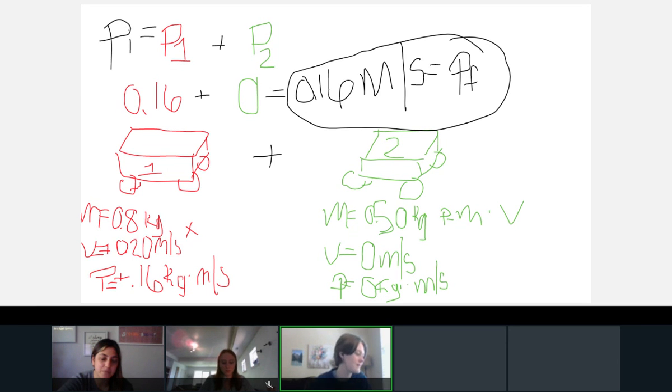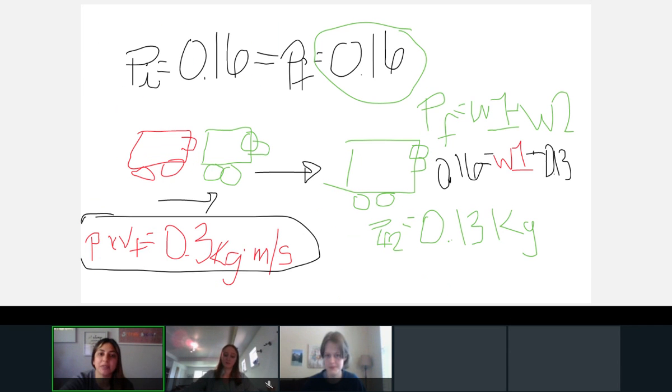Then where does 0.13 come in? Because the problem told us. If we look at the problem, it says wagon 2 has the momentum of 0.13. So it was telling us already that after they collide, that momentum changed and caused wagon 2 to move. So we were solving for the leftover momentum in wagon 1.